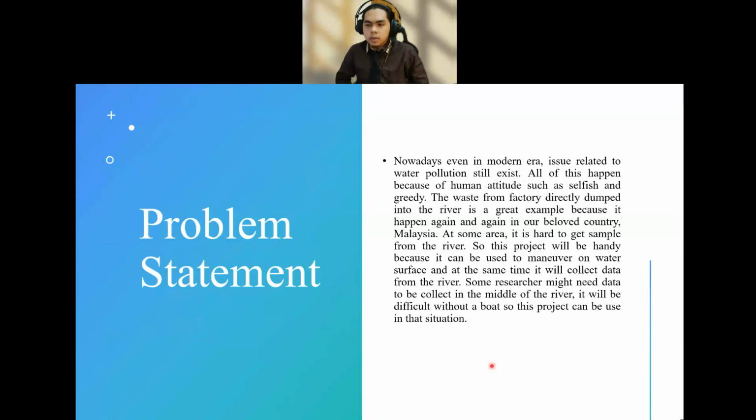At some areas, it is hard to get samples from the river, so this project will be handy because it can be used to maneuver on the water surface and at the same time, it will collect data from the river. Some researchers might need data to be collected in the middle of the river, and it will be difficult without a boat, so this project can be used in that situation.